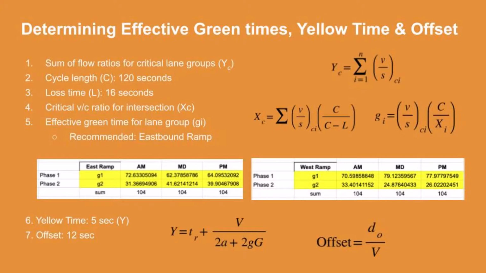Here we calculated the westbound and eastbound effective green times. Eastbound effective green times had more reasonable times for each phase, so we decided to use those times for the intersections. To obtain a yellow time of 5 seconds, we used variables such as deceleration rate, acceleration due to gravity, and road slope. For offset, the variables needed were travel speed in feet per second and distance of upstream and downstream intersection to obtain an offset of 12 seconds.